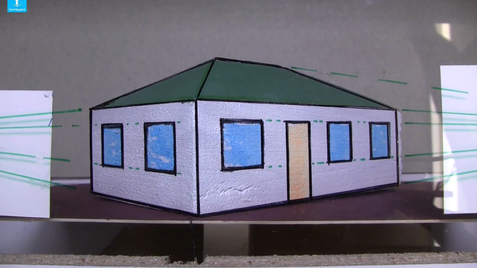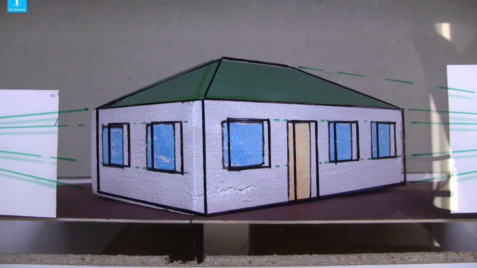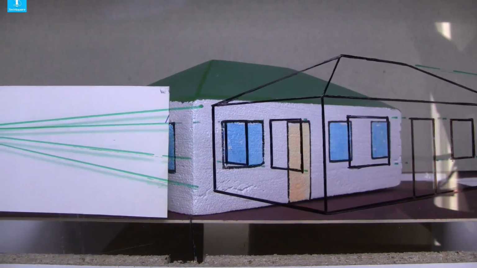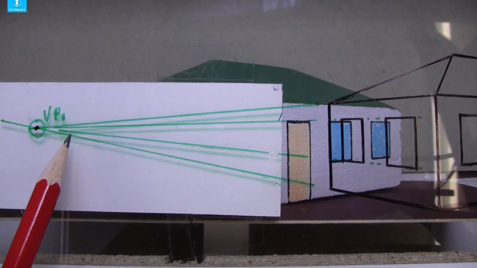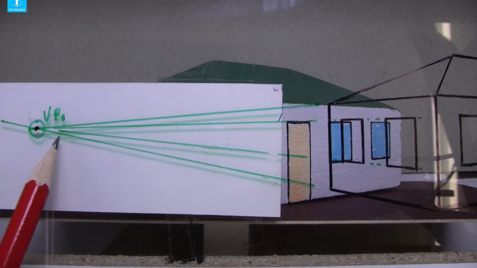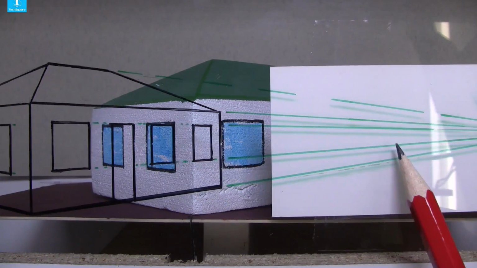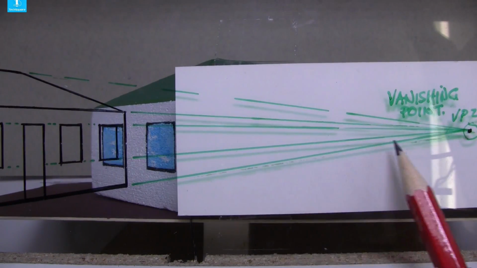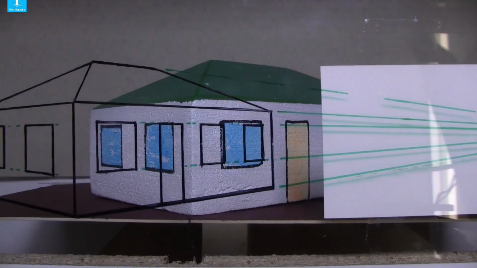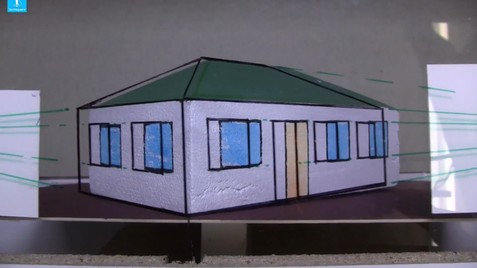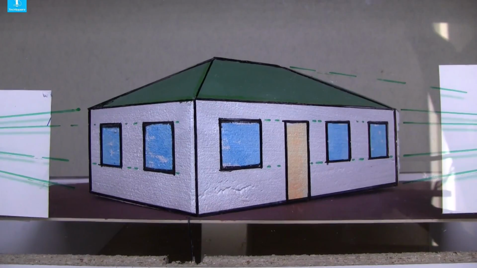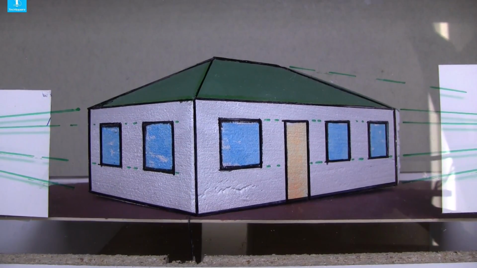The next thing now is to line in the house. That's the house lined in. And again, we'll look at the lines converging to the vanishing point 1, and on the other side, the vanishing point 2. The two vanishing points are on a line called the horizon line.